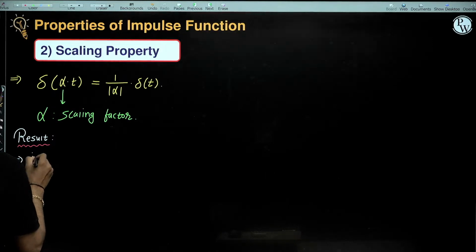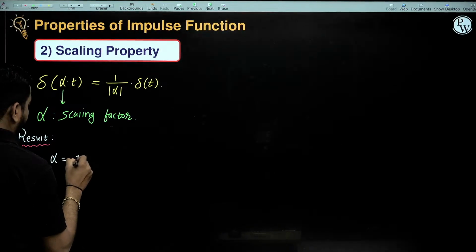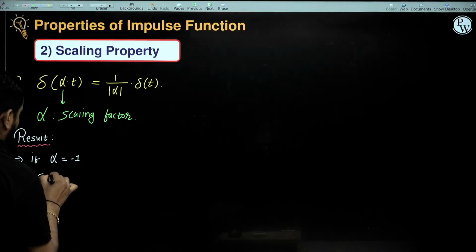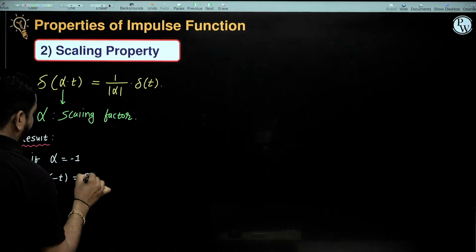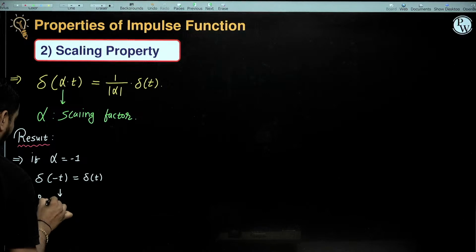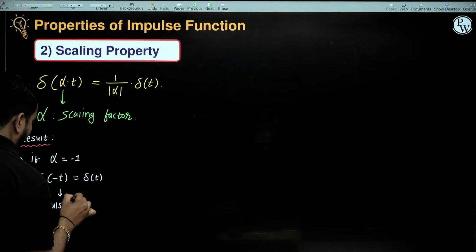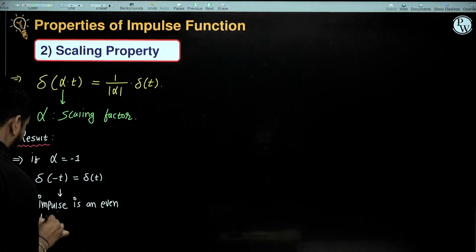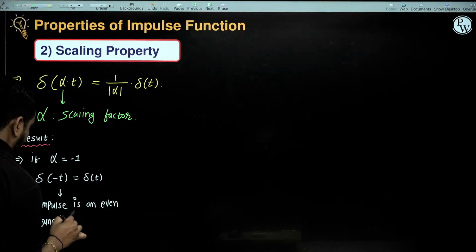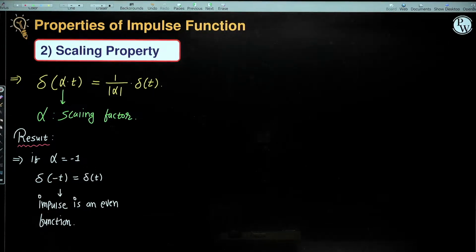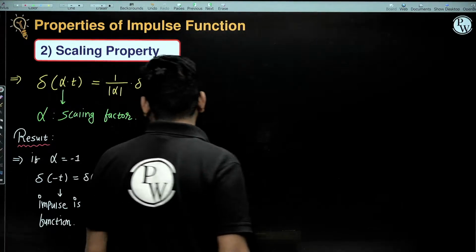So if α is equal to minus 1, the scaling factor is minus 1, then δ(-t) is equal to δ(t). This indicates impulse is an even function of time, guys. Because t becomes minus t, and you get the same thing. So δ(-t) equals δ(t). That's why impulse is an even function.